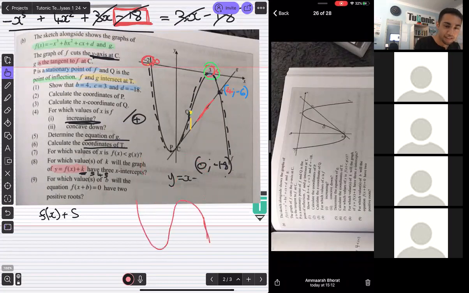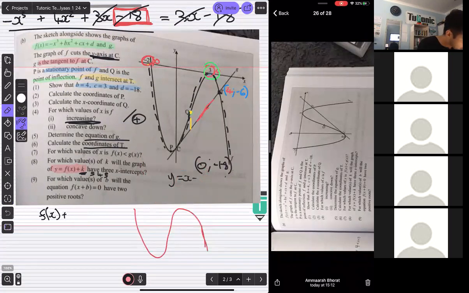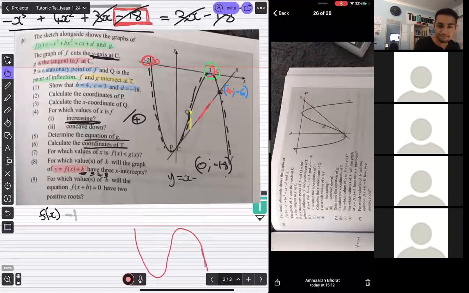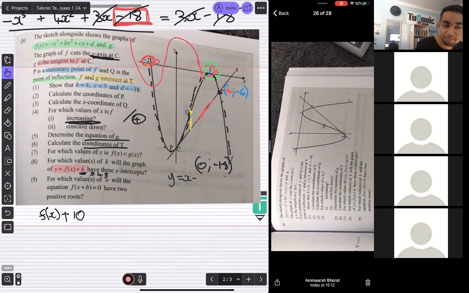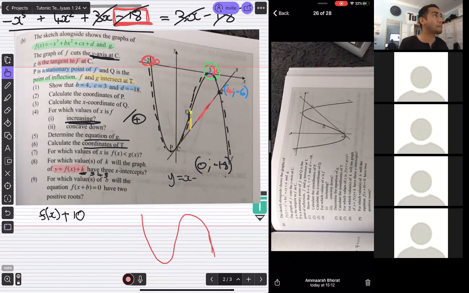Yes. If k was -1, what would I be doing? I'm shifting the graph down by 1. If k was 10, then I'm taking this graph, f of x, shifting it up by 10. Does that make sense? Yes. Akhlaq? Yeah, makes sense.